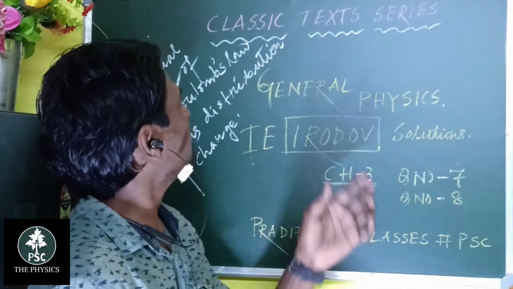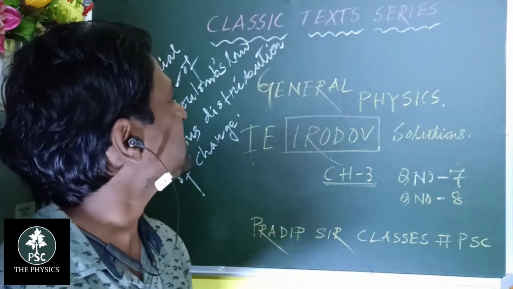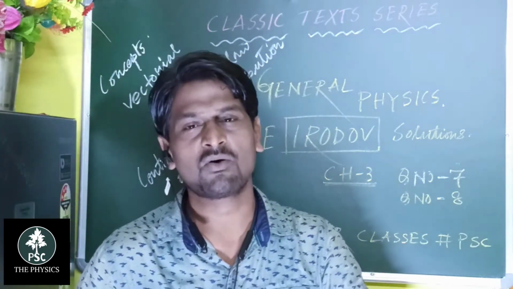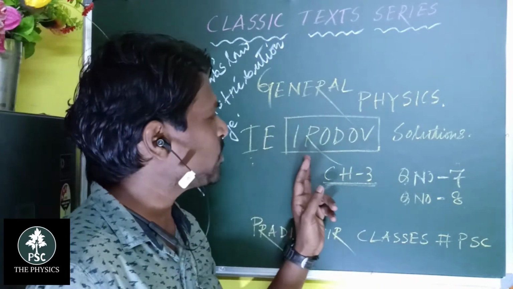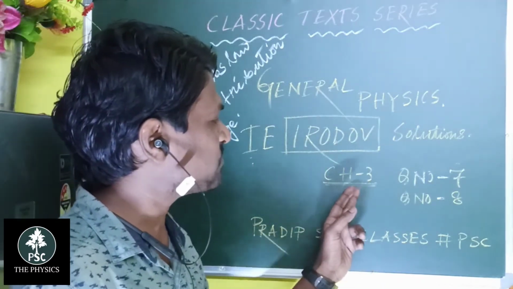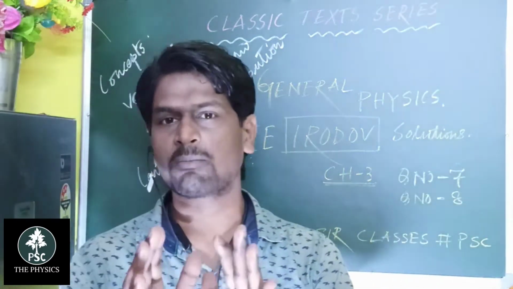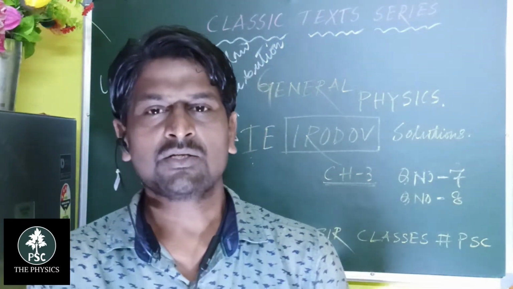So today's class is about classical electrostatics. This is general physics, that is, Irodov solutions, and this is chapter 3, question number 7 and question number 8.